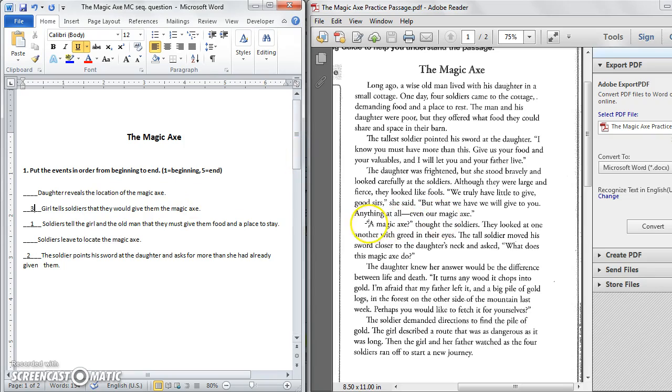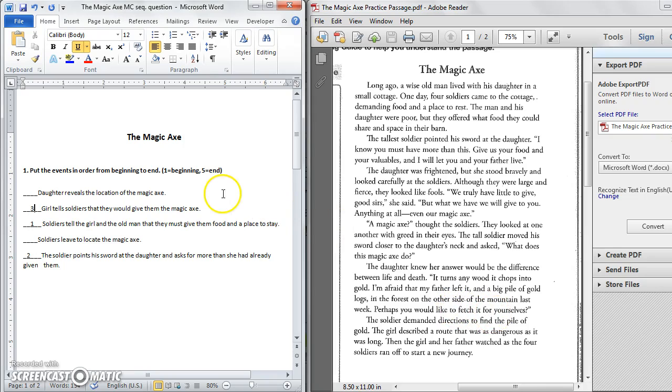Reading on. A magic axe, thought the soldiers. They looked at one another with greed in their eyes. The tall soldier moved his sword closer to the daughter's neck and asked, What does this magic axe do? The daughter knew her answer would be the difference between life and death. It turns any wood it chops into gold. I'm afraid that my father left it, and a big pile of gold logs, in the forest on the other side of the mountain last week. Perhaps you would like to fetch it for yourselves?